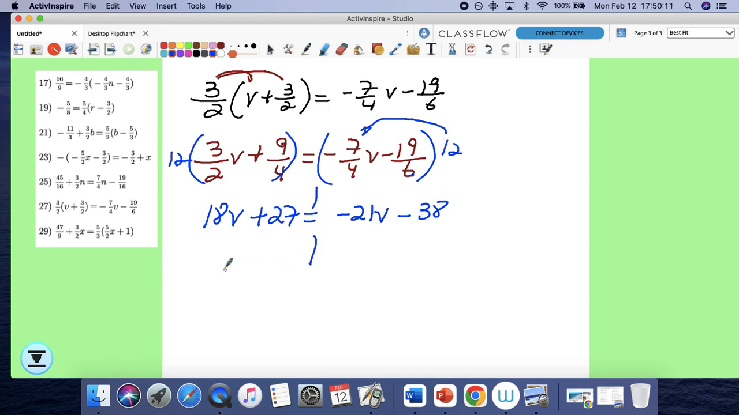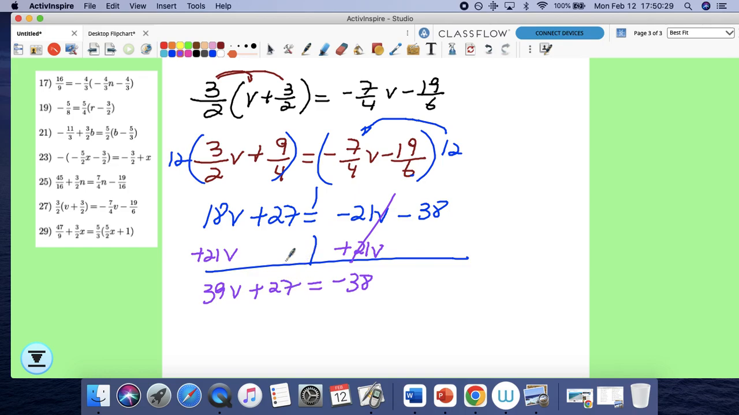There are variables on both sides, and the smaller coefficient is this guy here. So I'm going to do plus 21v and plus 21v. That goes away. I'm left with negative 38. Here I have 39v plus 27. Now we do minus 27, minus 27. And we get negative 65, and here we get 39v. Yikes! This one's going to be an ugly one. Divide by 39, divide by 39. v equals negative 65 over 39.